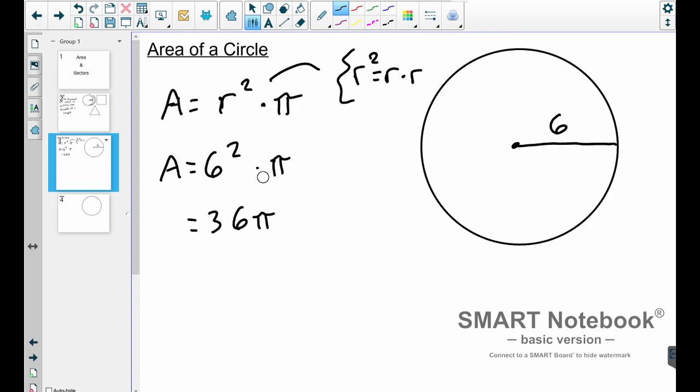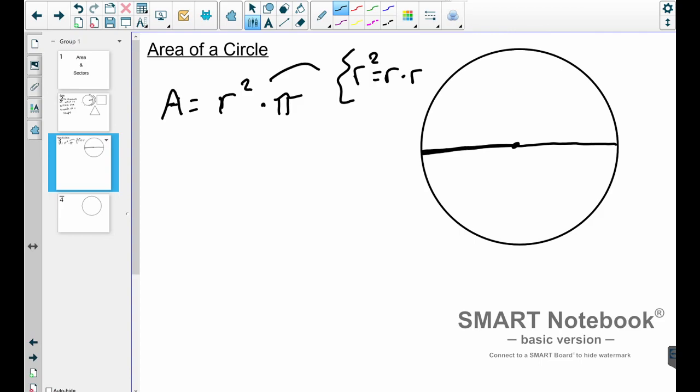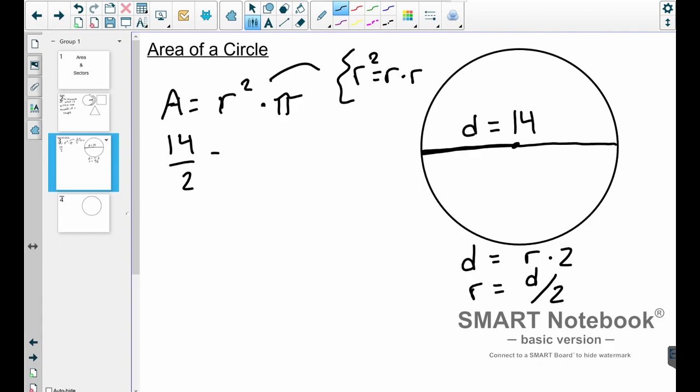Not bad, not bad. Now let's try something a bit different, just a teeny bit different. Let's say you have a diameter, so your diameter is equal to 14. Well, now what do we do? We need the radius, right? You guys should remember that diameter is equal to the radius times 2, or you could say that the radius is equal to the diameter divided by 2. So if we want the radius, we can say 14 divided by 2 is equal to 7. So 7 must be our radius.